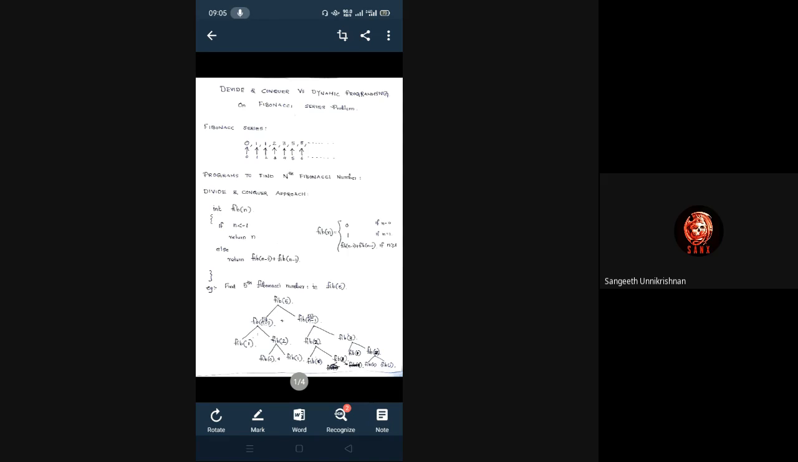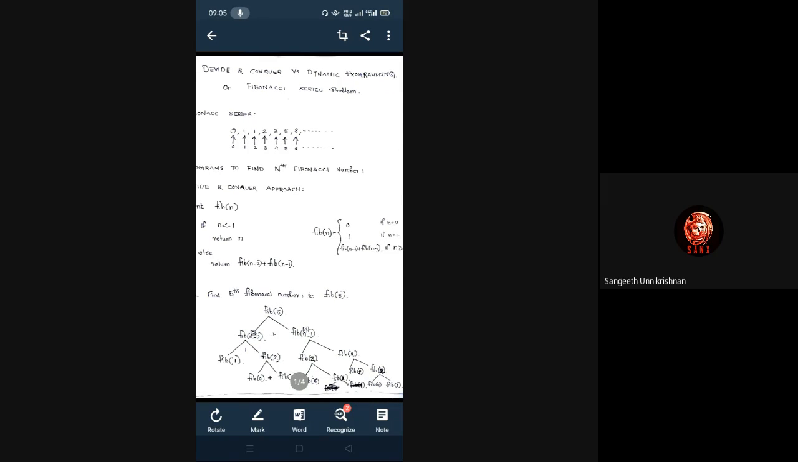Okay, I am not having the lab connection, so there is some presentation problem. Anyway, I will tell the concept. You can note here, this is the recursion tree corresponding to fib of 5. So my question is, how many recursive calls are there?